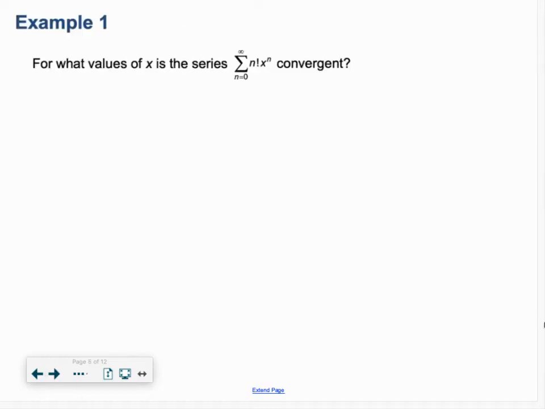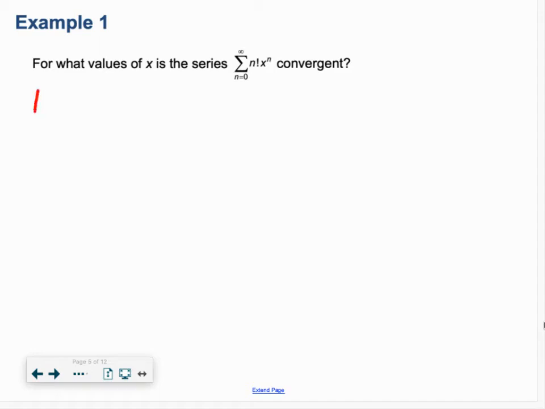Okay, so let's go ahead and do a problem that you might see tonight, just so you learn what we're doing here. For what values of x is the series n factorial times x to the n convergent? Whenever we're determining convergence, we're always going to use the ratio test. Every single time we're doing power series, we're going to use the ratio test. So the good news here is you don't have to figure out what test to use. You're always going to use the ratio test for power series.